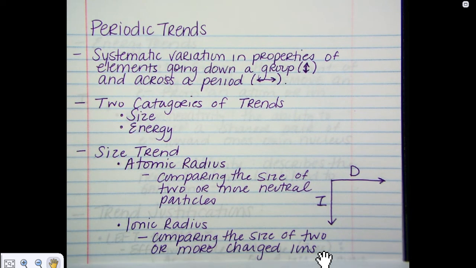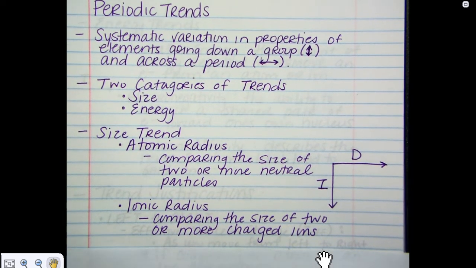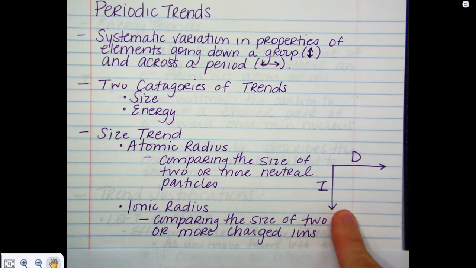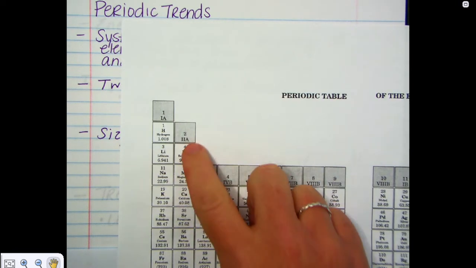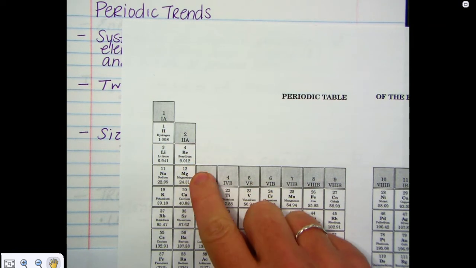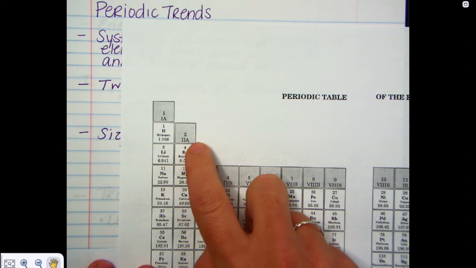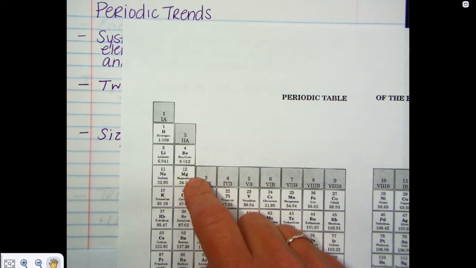So with ions, ionic radius, comparing the size of two or more charged ions, if we're looking at two different ions, we can use the same arrangement of trend. As I go down, I get bigger. As I go across, I get smaller. So for example, if I were to compare a beryllium +2 ion with a magnesium +2 ion, even though they're both positive ions, magnesium is still going to be bigger, right? It's got more layers of electrons, so it is going to go further down the table, and it is going to be a larger size.